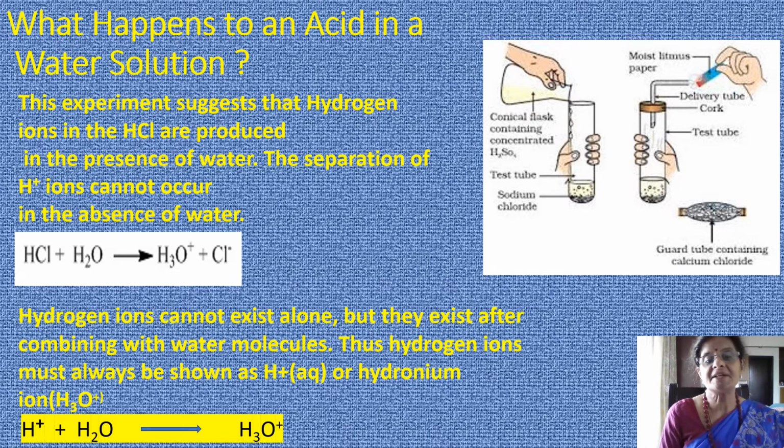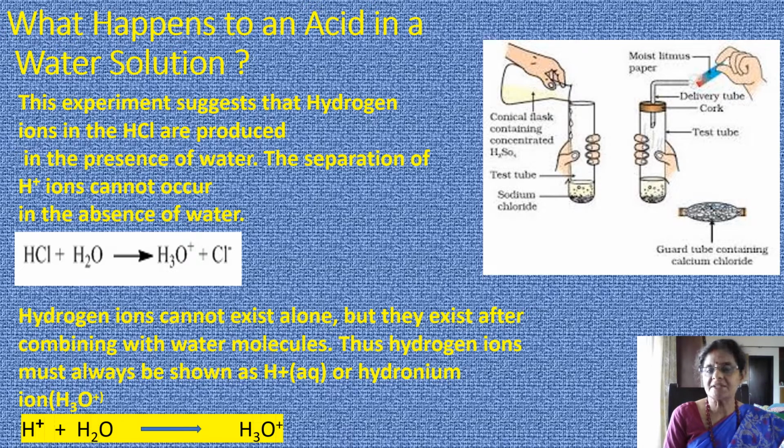Dear children, acid does not show acidic behavior in the absence of water. To prove this, let's understand an experiment. Take sodium chloride in a dry test tube, pour concentrated sulfuric acid, and observe the reaction. Hydrogen chloride gas is produced. It comes out through the delivery tube.